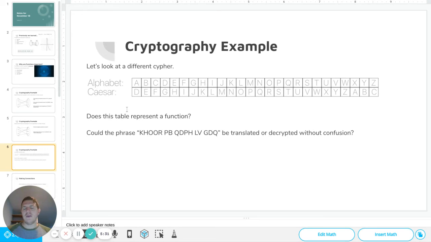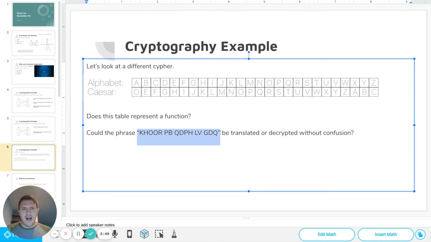Okay, does this table represent a function? Once again, as long as they have a one input to one output relationship, absolutely, this does represent a function. There's no confusion as to what something could be. And we're not going to translate this today, but I want to give you guys an idea. If we were given this statement right here, obviously, in English, it's nonsense words. We don't know what it means.